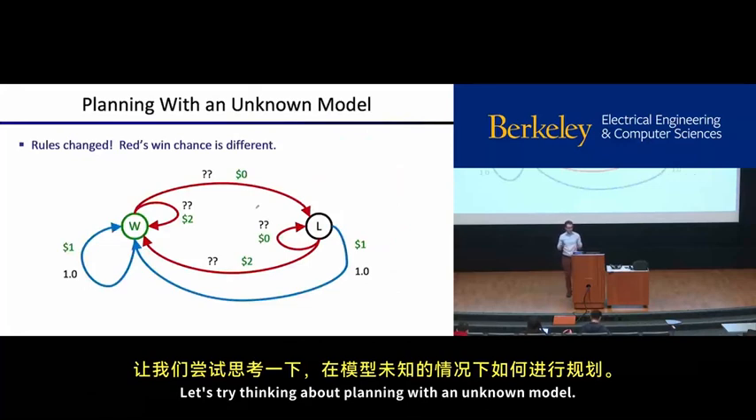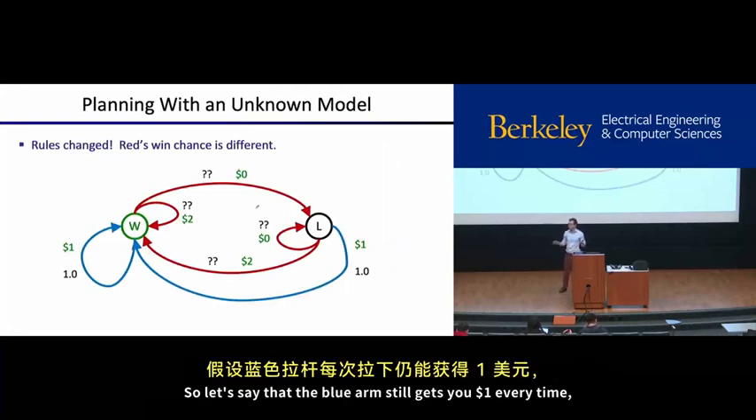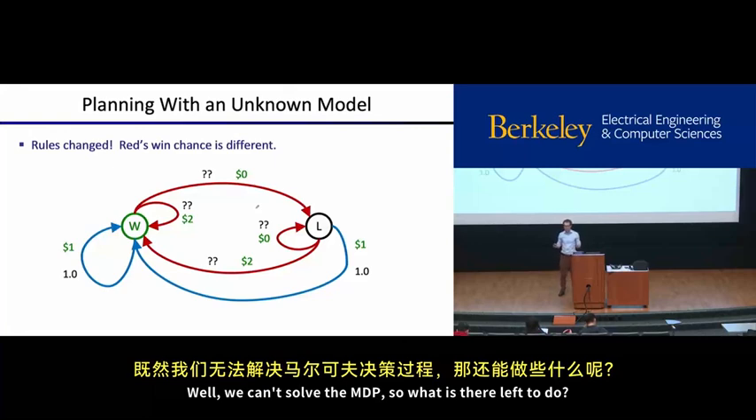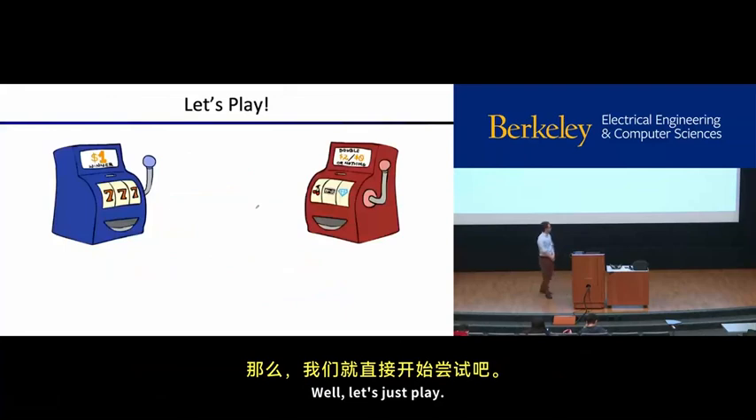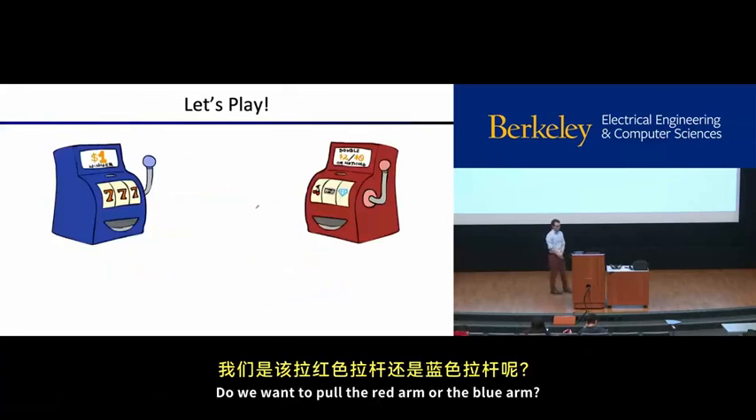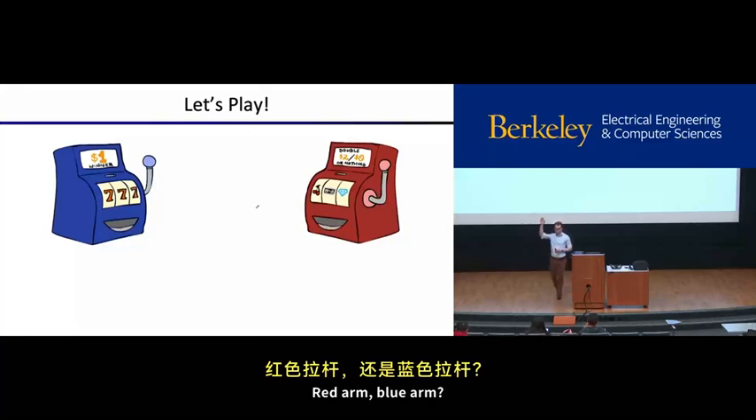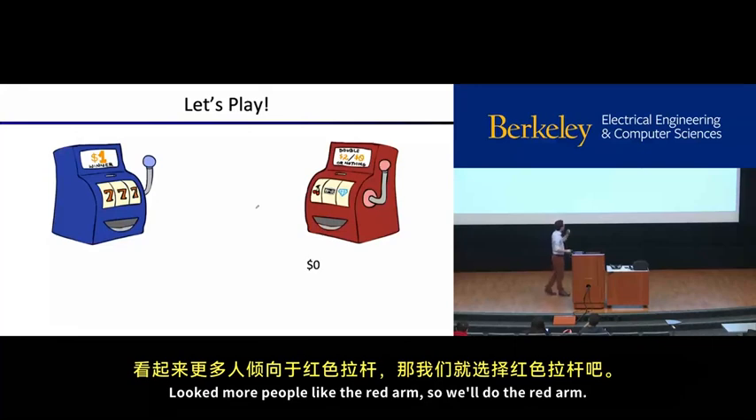Let's try thinking about planning with an unknown model, right? So let's say that the blue arm still gets you $1 every time, but now we don't know what the probabilities are for the red arm. Okay, well, we can't solve the MDP, so what is there left to do? Well, let's just play, all right? Do we want to pull the red arm or the blue arm? Red arm? Blue arm? Okay, it looks like more people like the red arm, so we'll do the red arm.